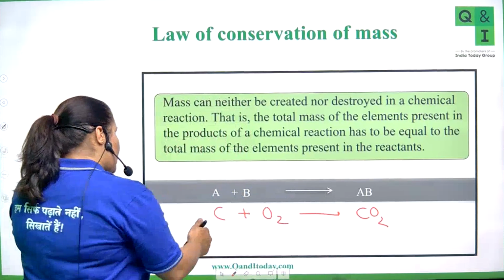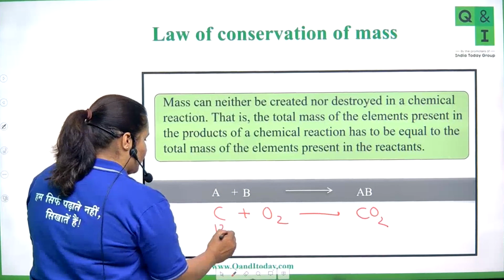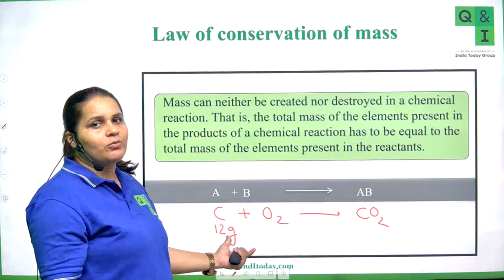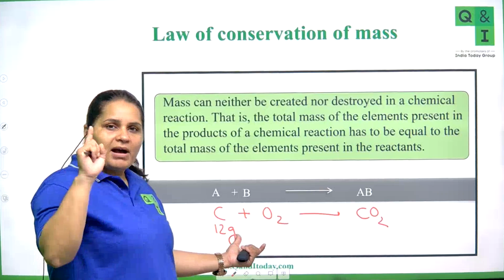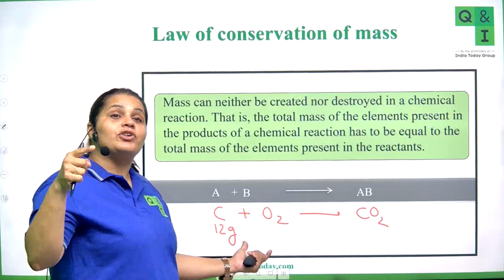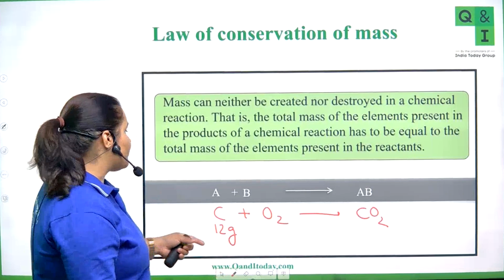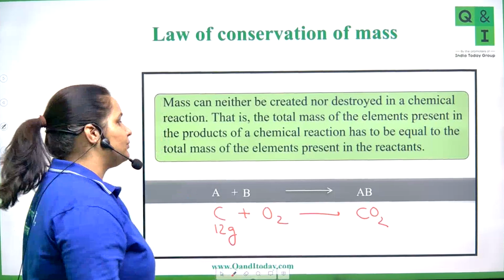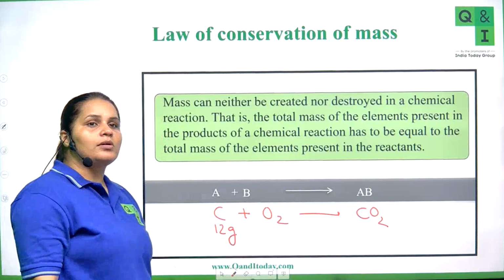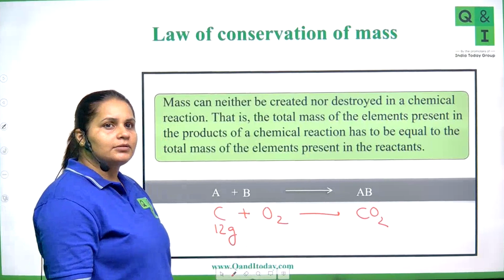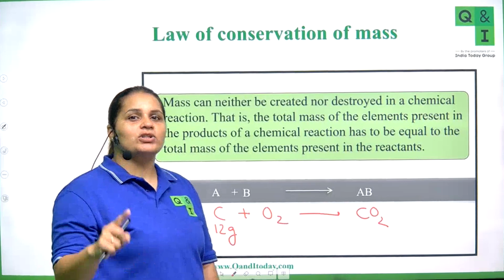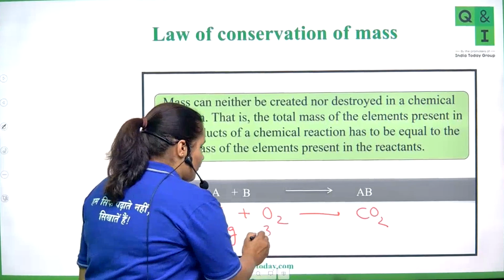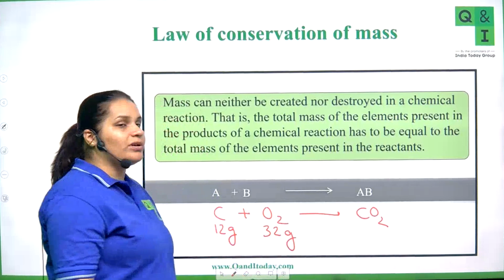Ma'am, is it 16? No, dear, it's 12 gram. And if I take the molar mass, and if I take the mass of one atom, I have to write 12 u. Okay, what about oxygen? 16. So what will be the mass of O2? 16 is the mass of one atom. 32. So for 1 mole, I'm going to write 32 grams.